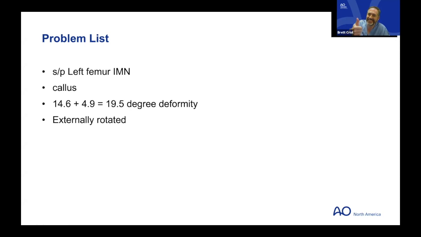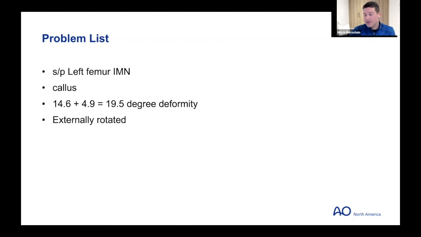Yes. And his left side was 4.9 degrees of retrotorsion. So to determine the magnitude of the deformity, I add those two numbers. So he basically had a 19.5 degree deformity. What degree, which way was it? It was externally rotated. That is, the distal segment was externally rotated by me.